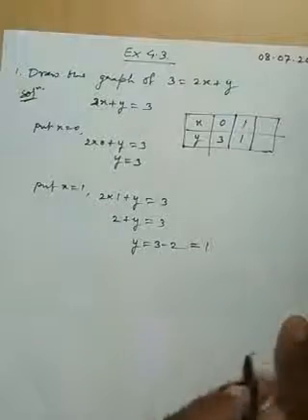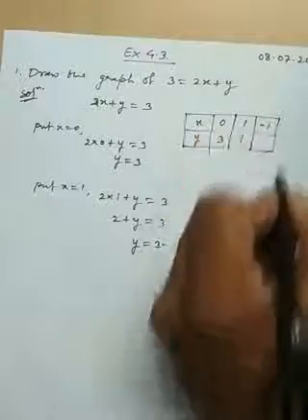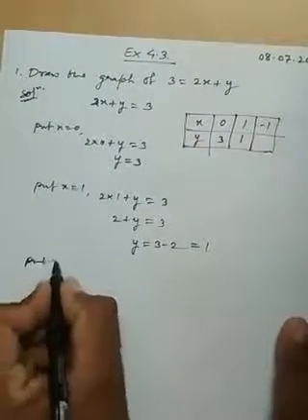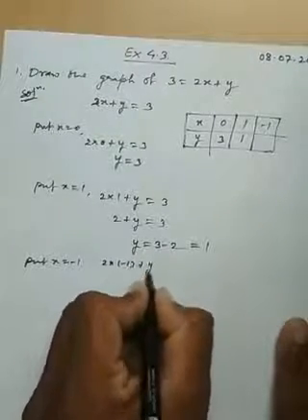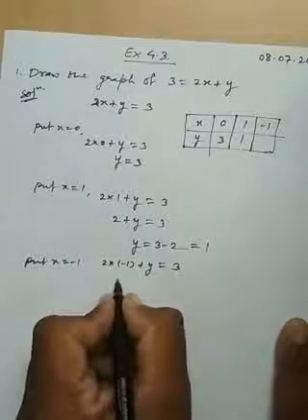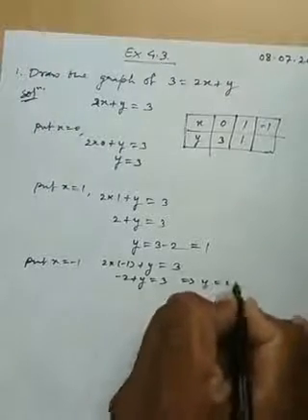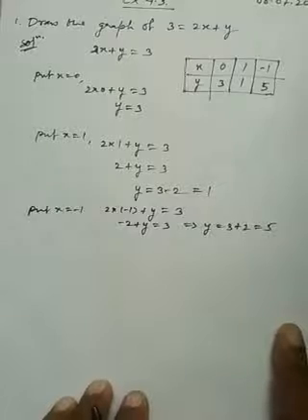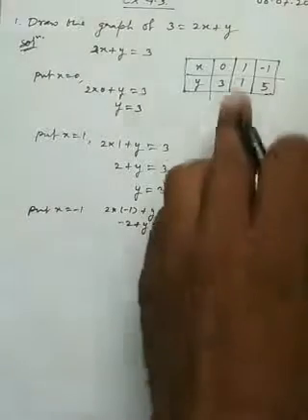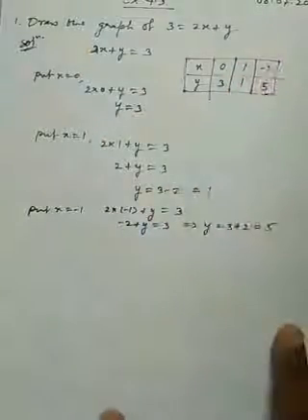We will find one more solution. Put x equal to minus 1. Then 2 into minus 1 plus y equal to 3. 2 into minus 1 is minus 2 plus y equal to 3, and y equal to 3 plus 2. Transpose minus 2 to this side and the corresponding value is 5. So first of all, we have found the solutions. These three, 0, 3, 1, 1 and minus 1, 5 are the solutions.